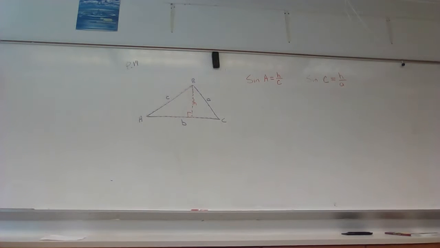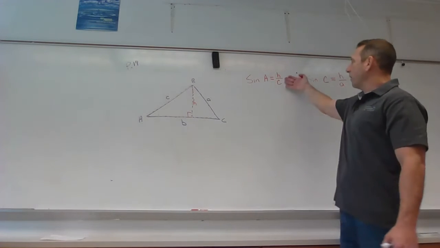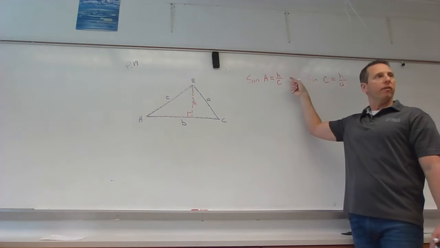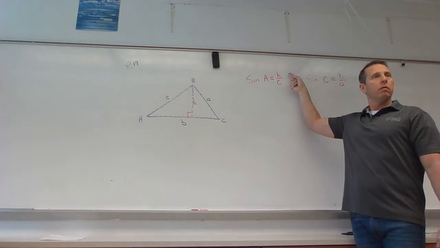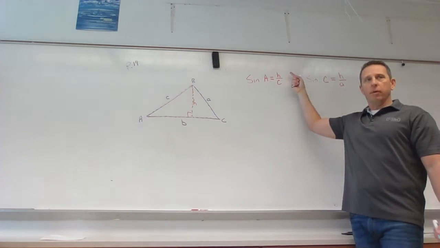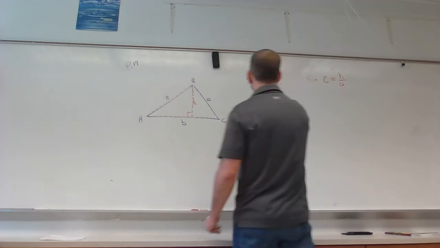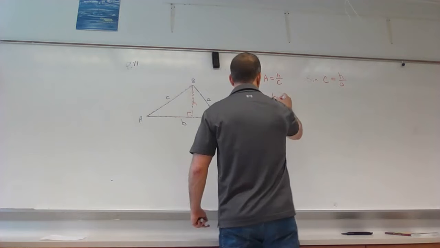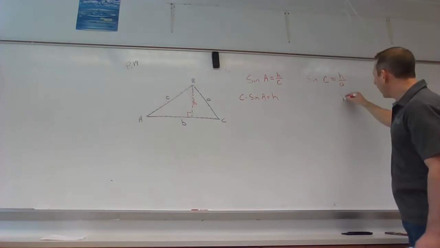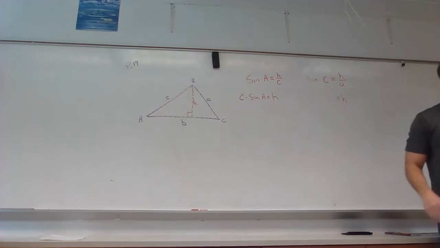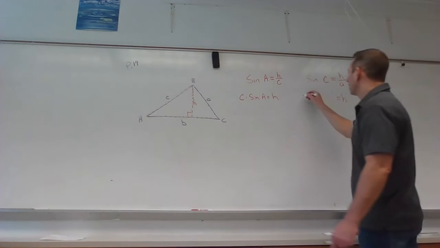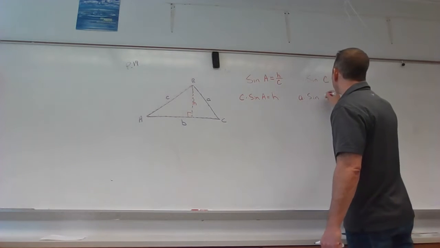Before, we just had some numbers in here, and we were trying to solve for H. How do we get H by itself? Multiply both sides by C. So this becomes C times sine A. And we can do the same thing over here. H equals A times sine C.